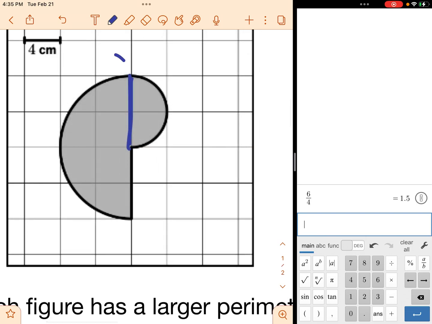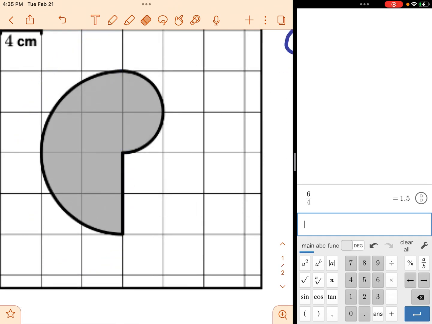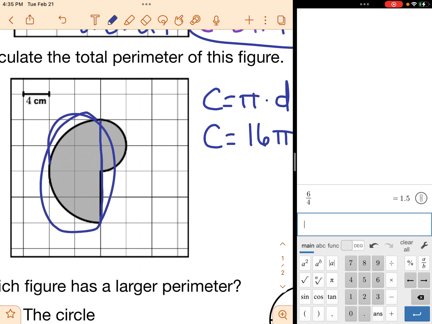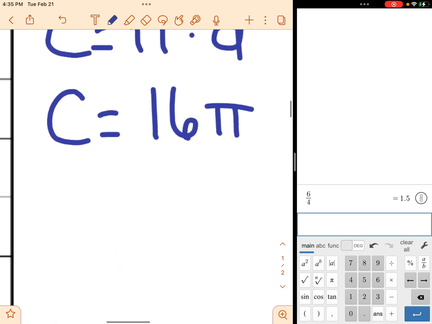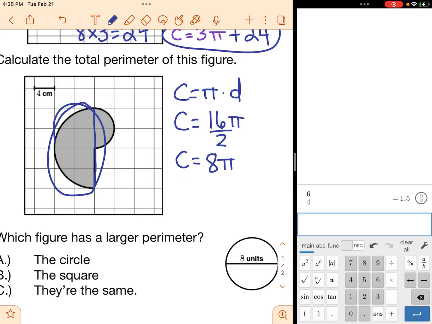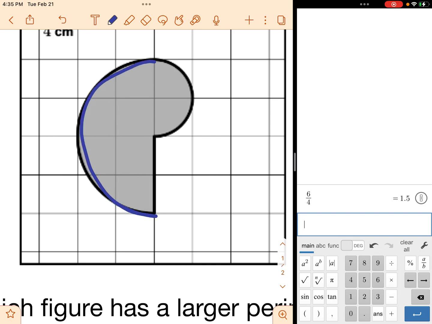So let's start with our big one first. Alright, our circumference, remember, is pi times our diameter. Well, our diameter in this one is going all the way across, so 1, 2, 3, 4. Well, 4 times 4, that's 16. So our circumference for the big one is 16 pi. But that's as if this was a whole circle. That's not a whole circle. That's only half of a circle. So we need to divide this by 2. So 16 divided by 2 is 8 pi. Alright, so that 8 pi is talking about this part right here.